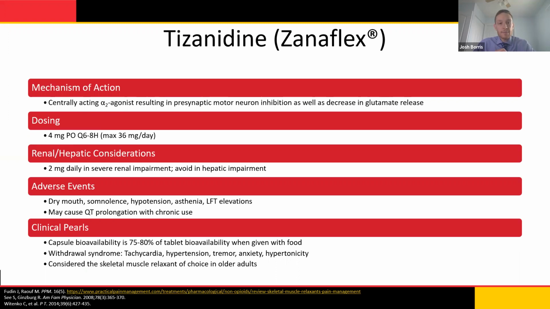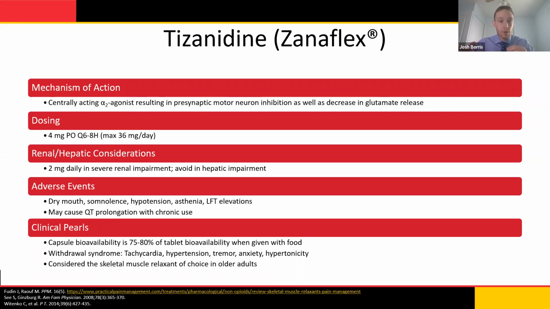Tizanidine is the next medication. So this one, as we can remember, is both an antispasmodic agent and an antispastic agent. What it does, it's an alpha-2 agonist, as we probably all know, but this results in presynaptic motor neuron inhibition and also results in a decrease in glutamate release. So we are hitting both spasm and spasticity.